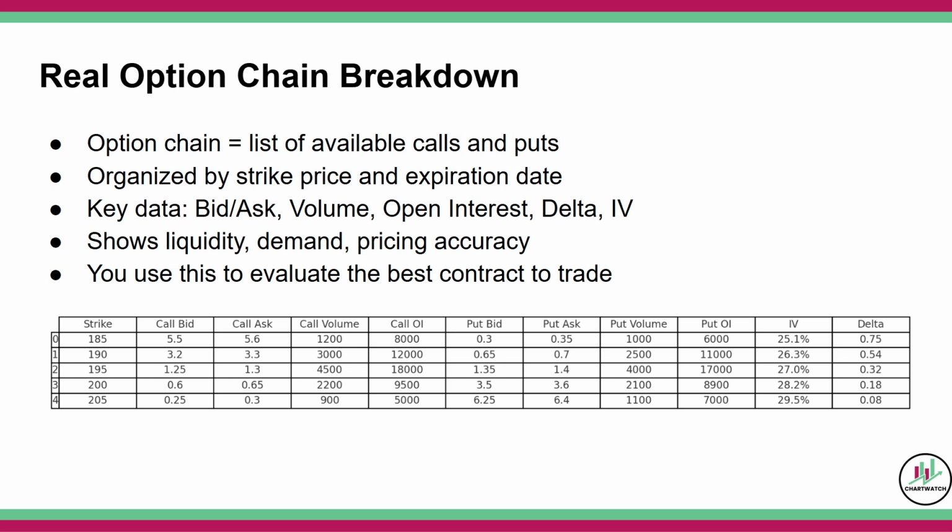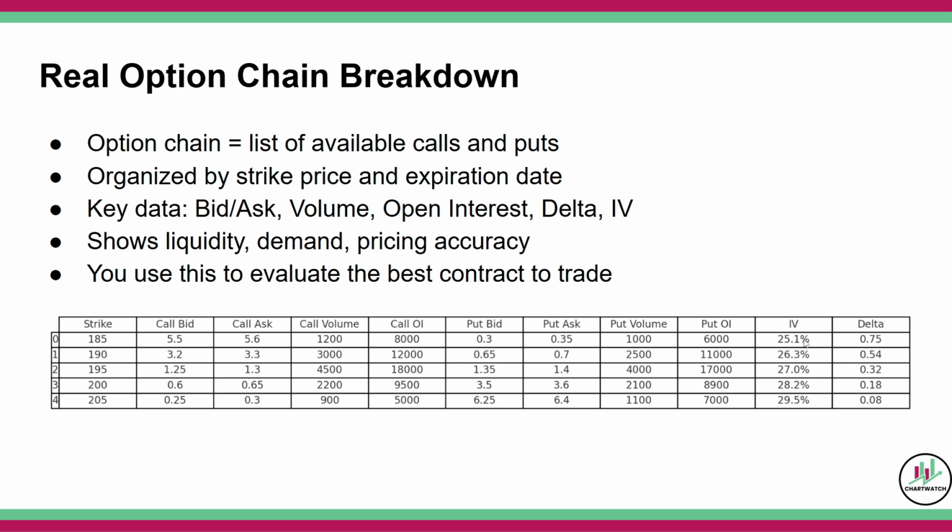Another very important term is open interest, which will be OI. It is the total number of outstanding contracts. A high open interest means the contract is popular and well traded. A low OI means less interest and it's harder to exit.